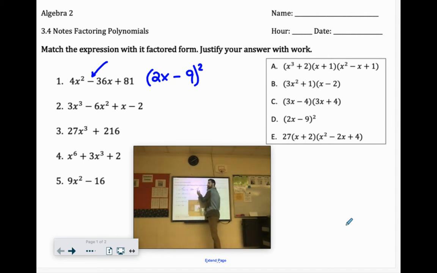So 2x times negative 9 is negative 18x times 2 is negative 36. So that one worked out. That was D. 2.